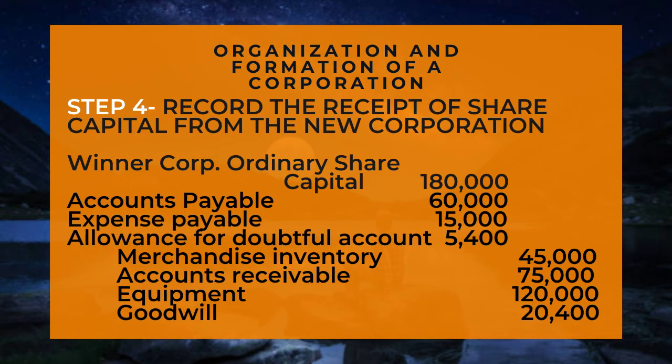Step 4. Record the receipt of share capital from the new corporation. Debit Winner Corporation ordinary share capital for 180,000 pesos. Debit accounts payable for 60,000 pesos. Debit expense payable for 15,000 pesos. Debit allowance for uncollectible accounts for 5,400 pesos.